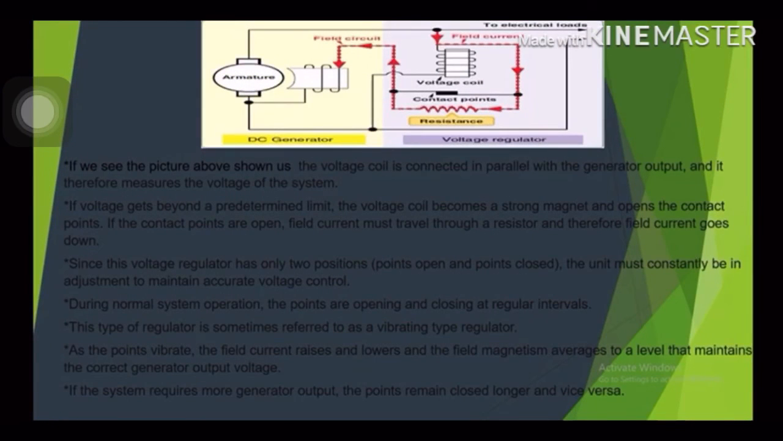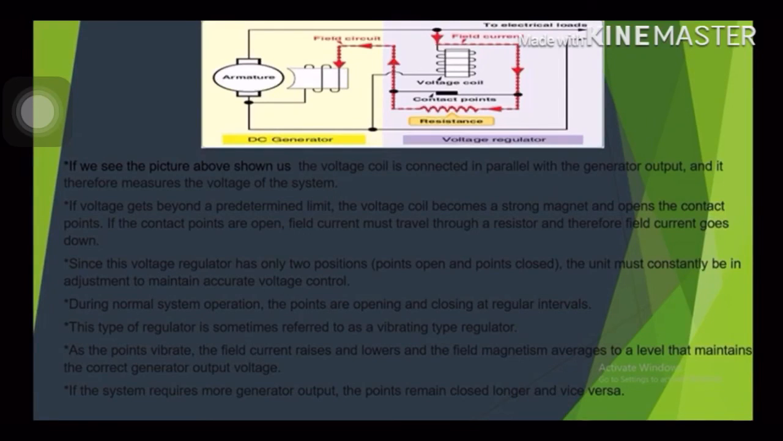If you see the picture above, the voltage coil is connected in parallel with the generator output, and it measures the voltage of the system. If voltage goes beyond a predetermined limit, the voltage coil becomes a strong magnet and opens the contact points. If the contact points are open, field current must travel through a resistor, and therefore field current goes down. Since this voltage regulator has only two positions, points open and points closed, the unit must constantly be in adjustment to maintain accurate voltage control.